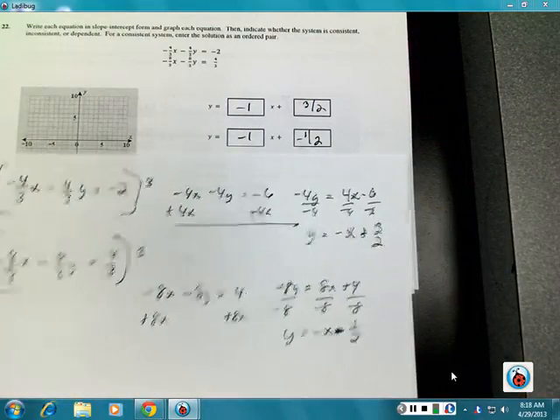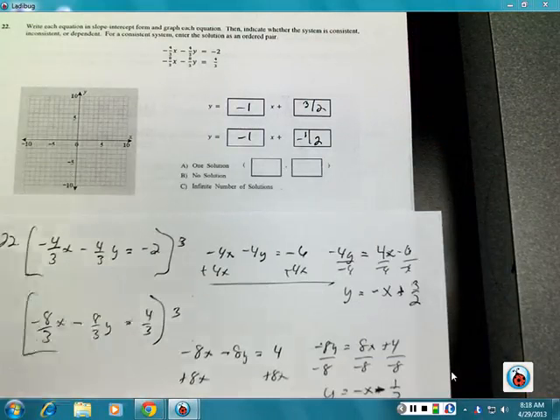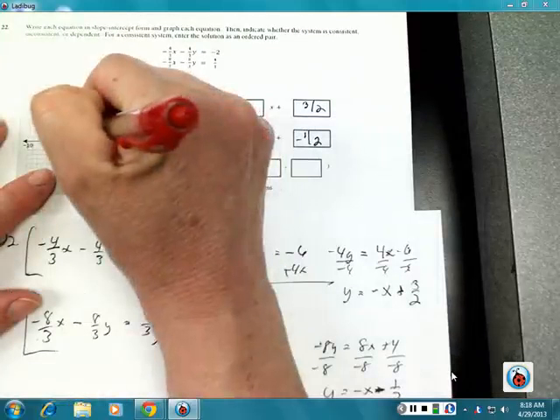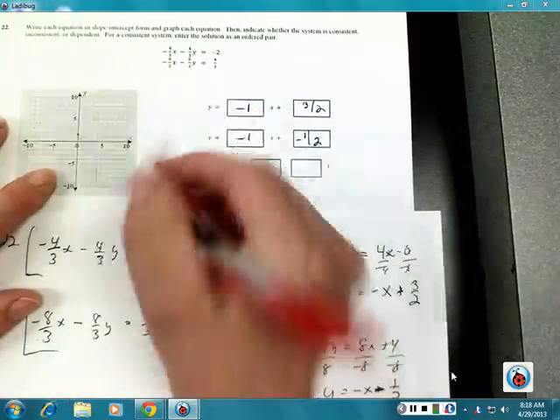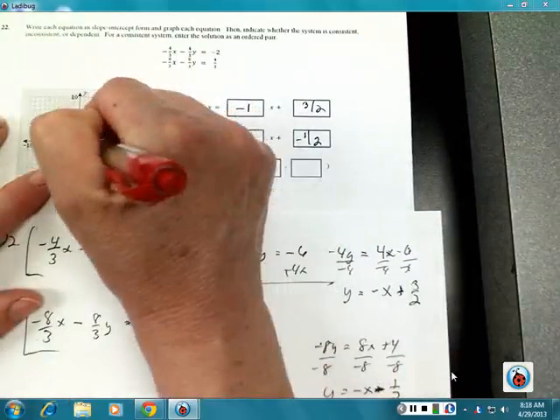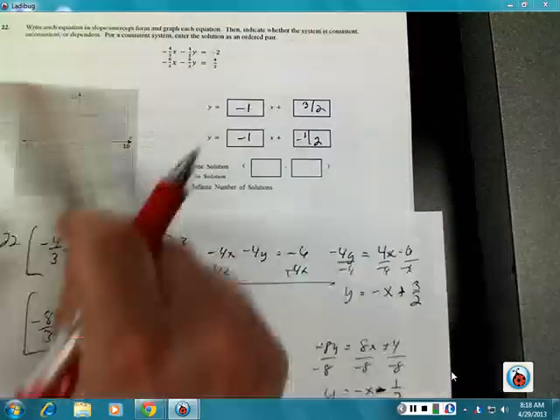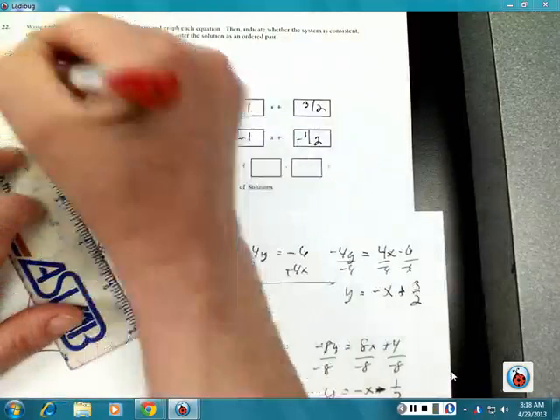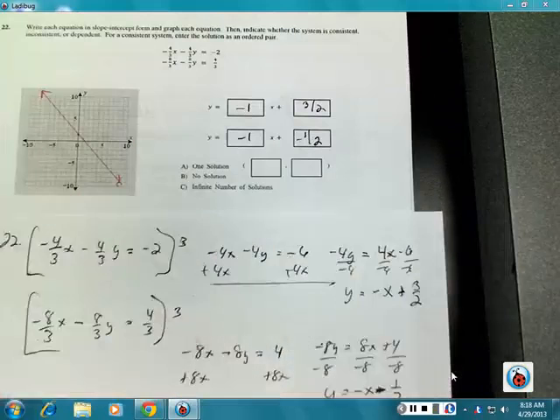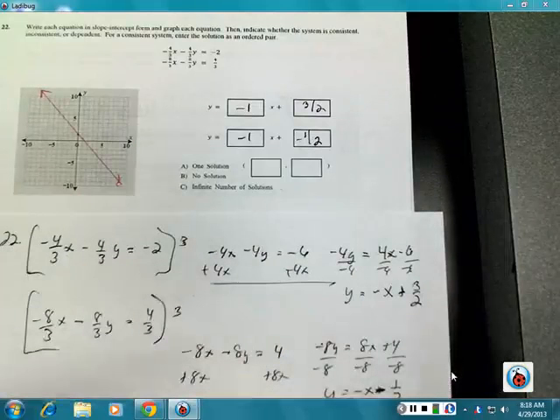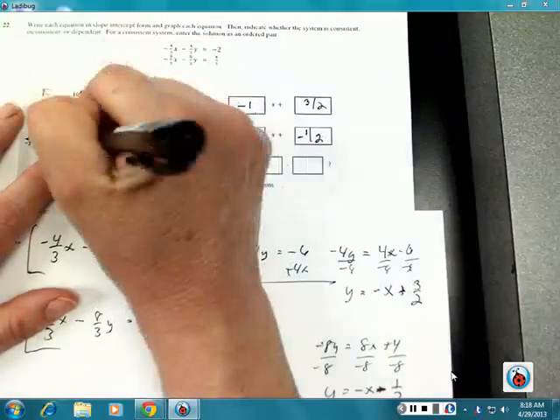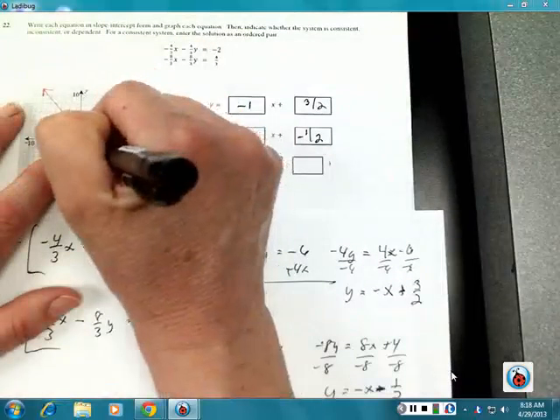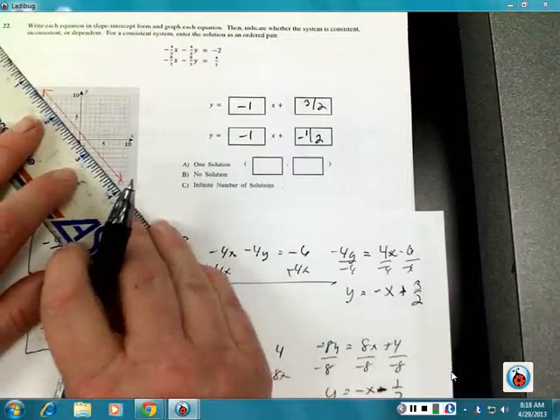And so if I graph the first one, I'm up at 3 halves. Slope says go down 1 and over 1. So the first line is going to look like so. The second line is down at negative a half. Slope still says go down 1 and over 1. So it's going to come in like so.